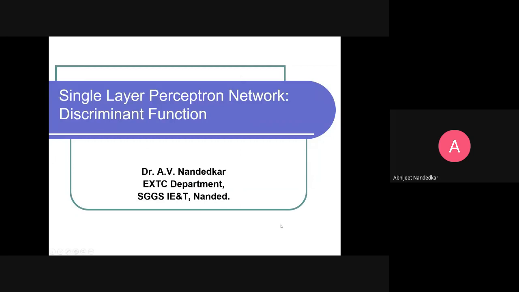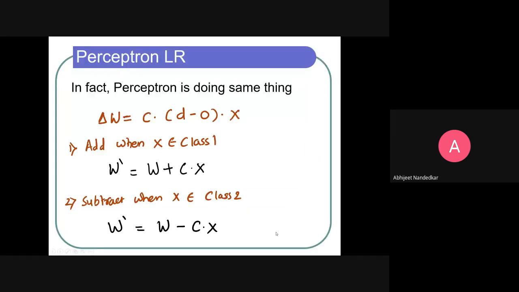So in continuation with last class, we have to prove Perceptron Convergence today. So what is exactly convergence? Before we jump into that, let us quickly revise what we were doing in the Perceptron learning rule.